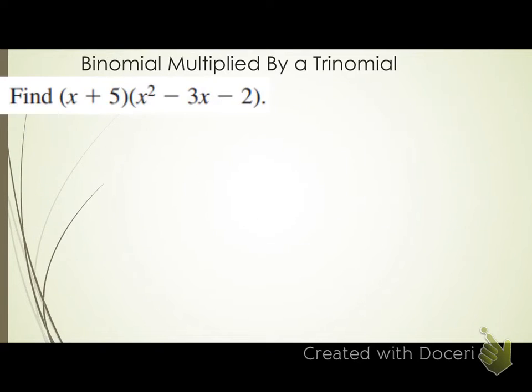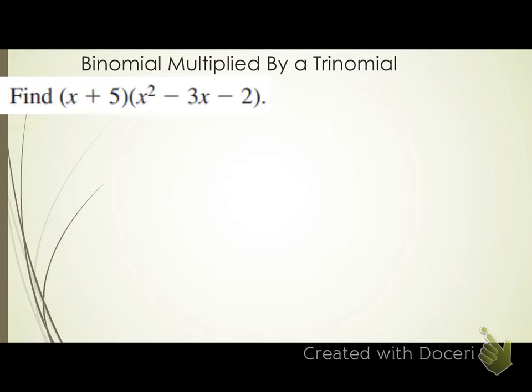Here we go. That's big. All our previous examples were binomials times binomials, correct? What do I have here? A binomial times a trinomial: x plus 5 times x squared minus 3x minus 2. Do you think I can use FOIL here?